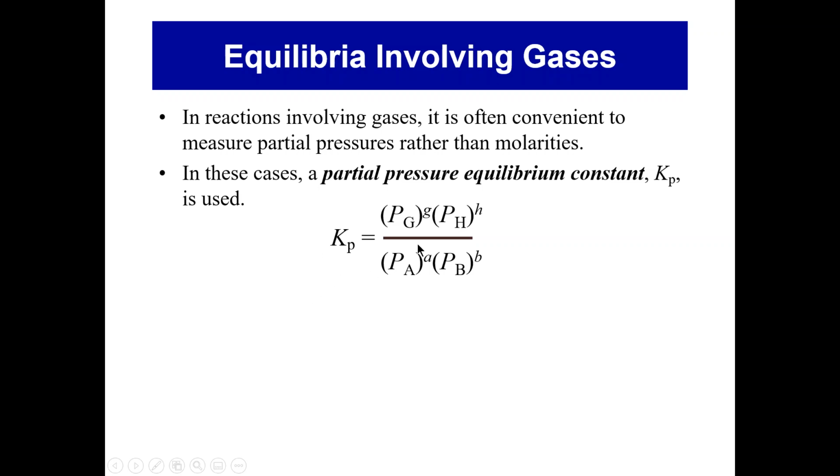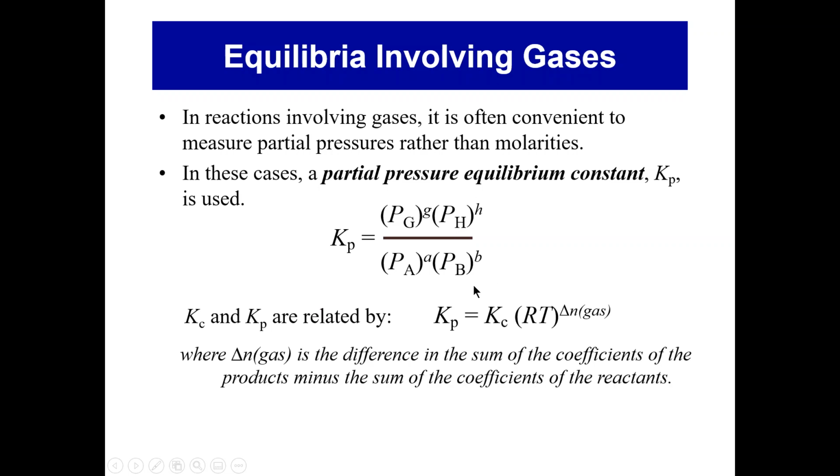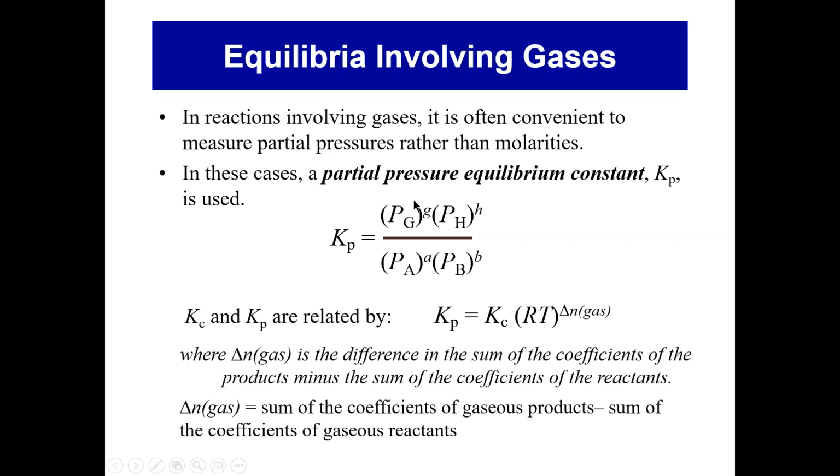Kp is equal to the partial pressure of the gases that are products raised to their respective coefficients in the balanced equation, divided by the partial pressures of all the gases that are reactants, again raised to their respective coefficients. So basically, that's the Kp expression.